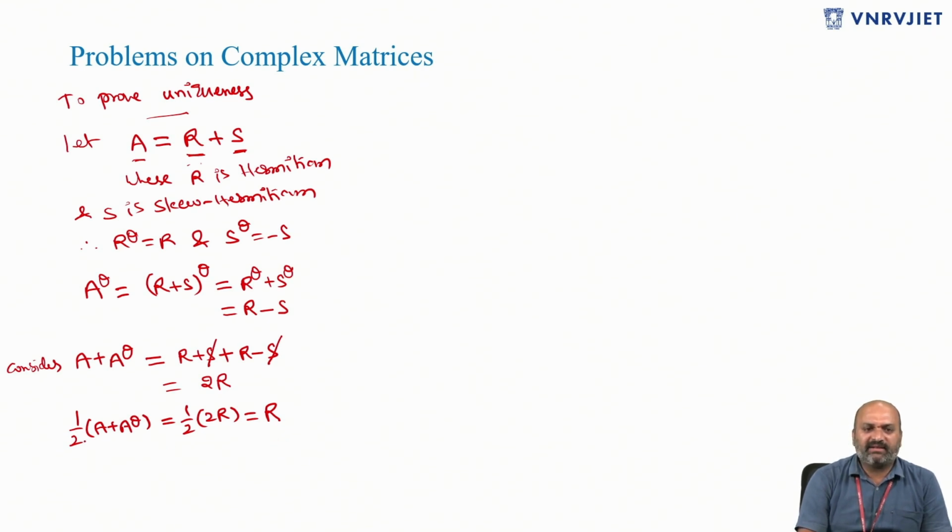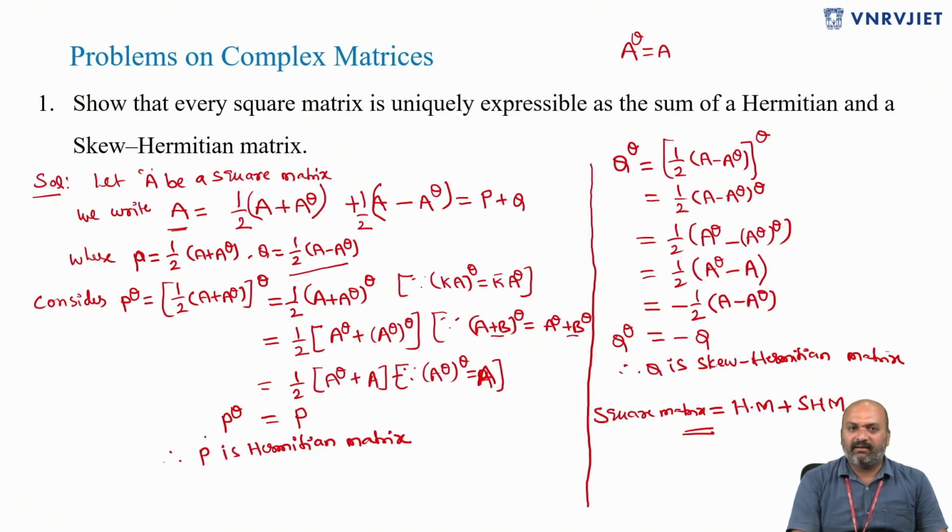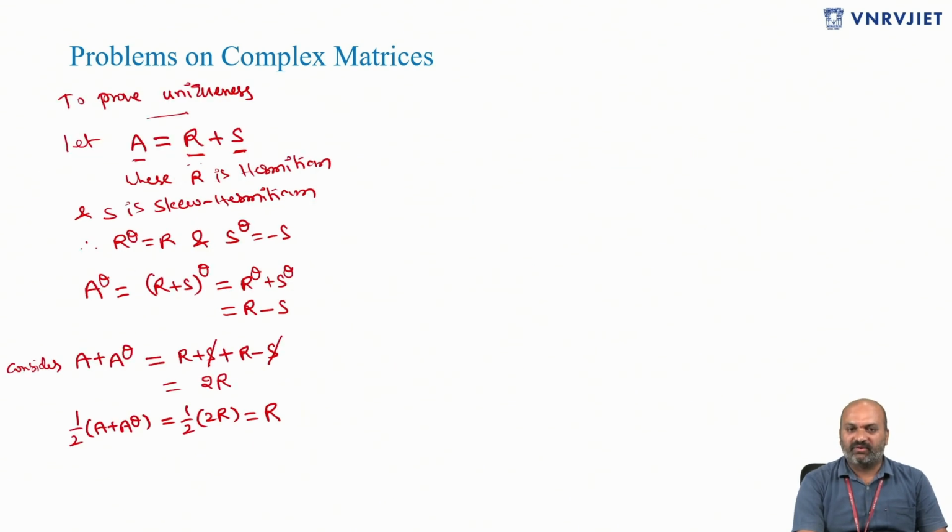Observe here, what is actually half of (A plus A theta)? We know that half of (A plus A theta) is P. So that means R is nothing but P only.